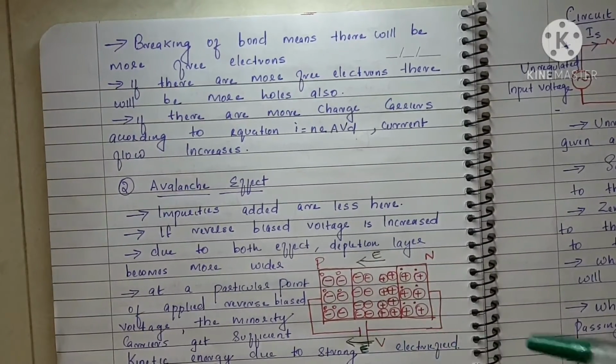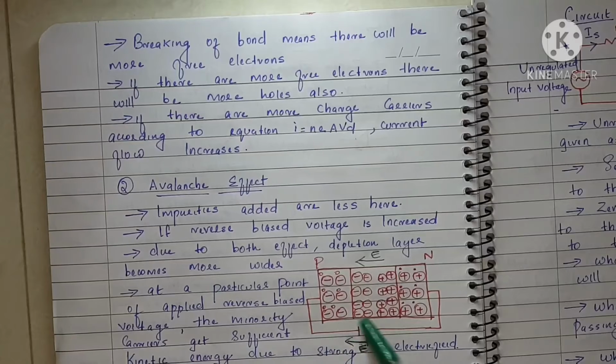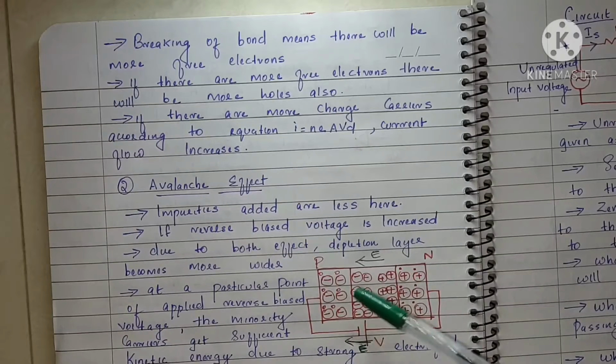And the second effect is the avalanche effect. Here the impurities we are adding are less, and also the reverse bias voltage is increased. Due to both reasons, one is that the impurities added are less and the other is that we are providing more reverse bias voltage, the depletion layer becomes wider.